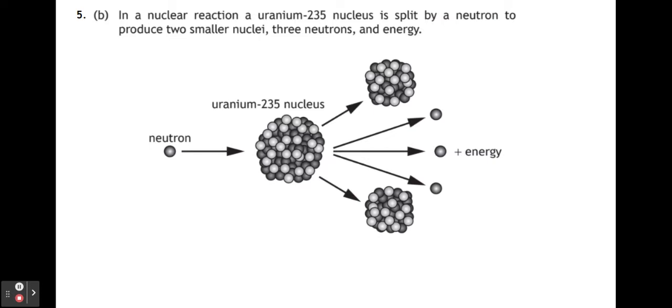Part B. In a nuclear reaction, a uranium-235 nucleus is split by a neutron to produce two smaller nuclei, 3 neutrons, and energy. Explain how a single reaction can lead to the continuous generation of electricity.